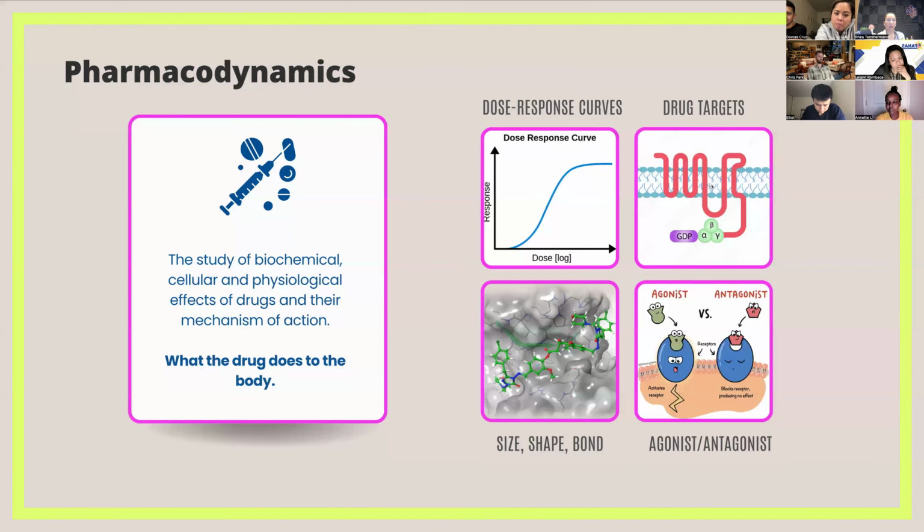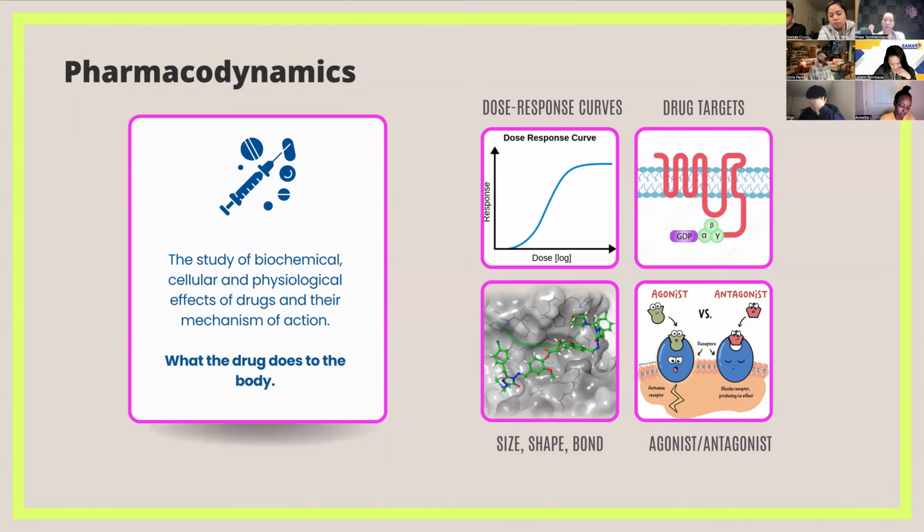So when you're learning about pharmacodynamics, a big part of it is learning certain drug targets like G protein coupled receptors, ion channels, tyrosine kinase receptors, all these different targets that drugs can potentially bind to or work on. We'll talk about drug targets in a little bit more detail. The chemistry is a big part of pharmacodynamics, so the size, shape, and bond of those chemical interactions.